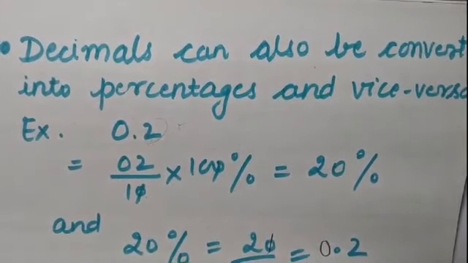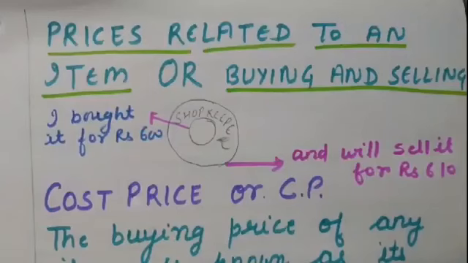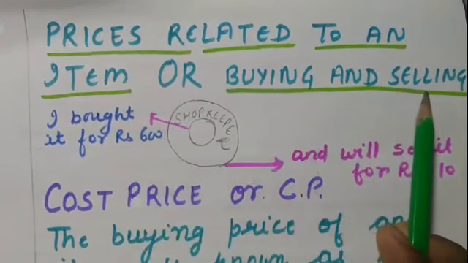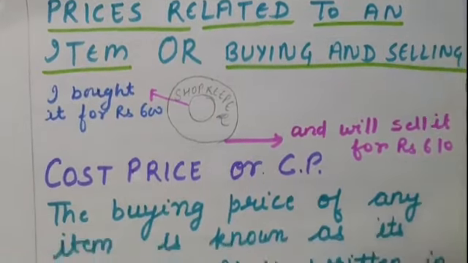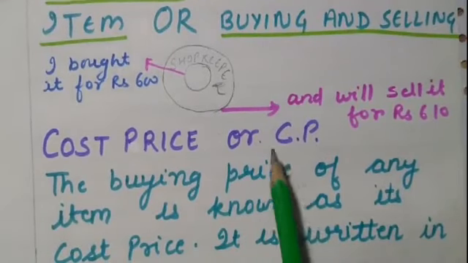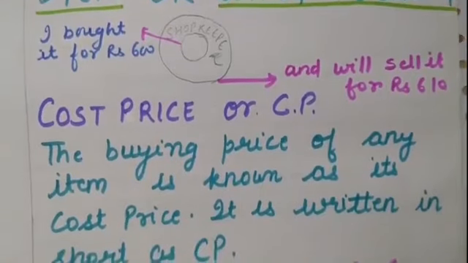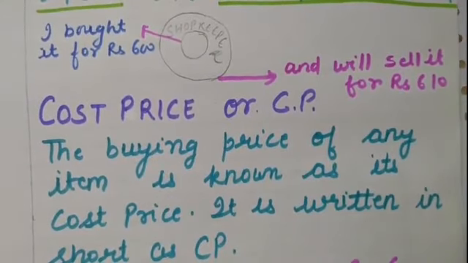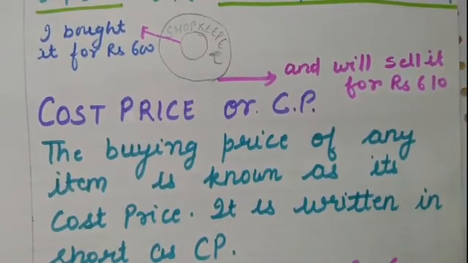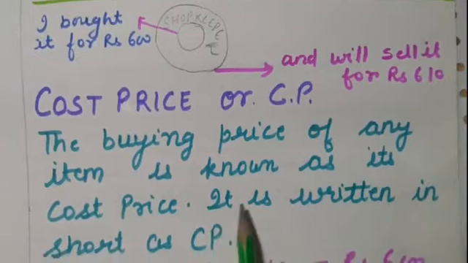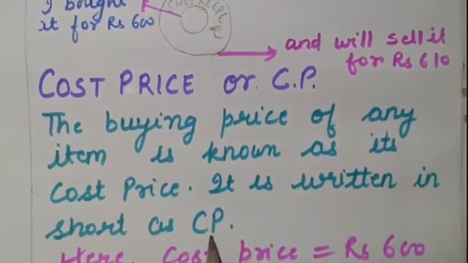Now come to the next point. After that, we have learned about prices related to an item, or buying and selling. In this we have learned about cost price, or you can say CP. CP means the buying price of any item is known as cost price. Suppose you have to purchase something, the price for which you are purchasing it is known as cost price, or in short CP.